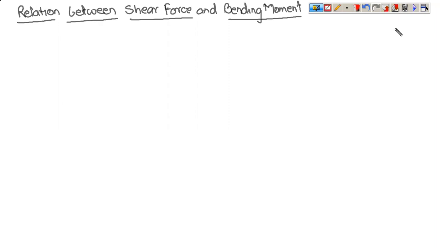And second, I gave you a statement, right at the first class of shear force and bending moment diagram, that wherever the shear force diagram changes sign, bending moment is maximum. So we need to prove this statement.